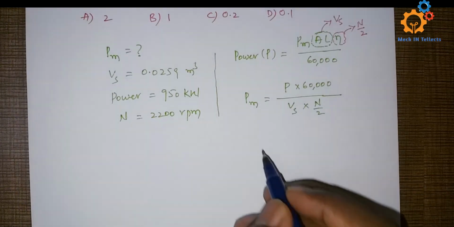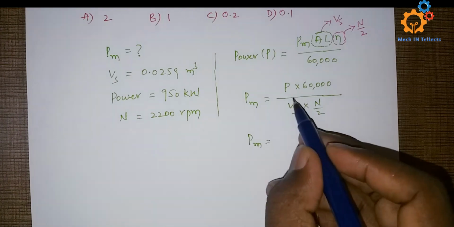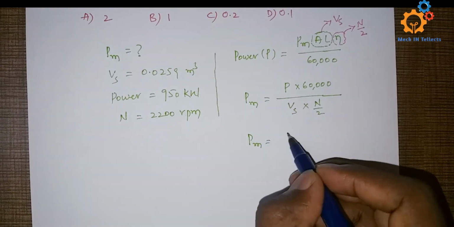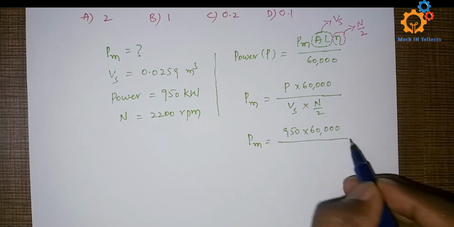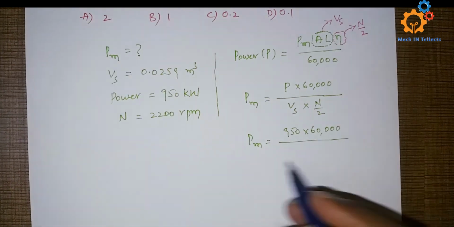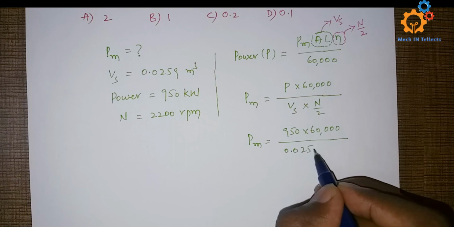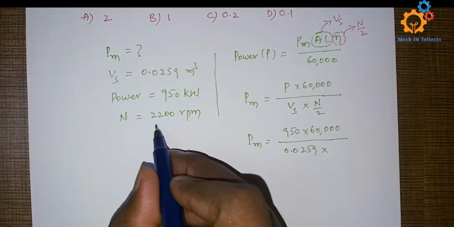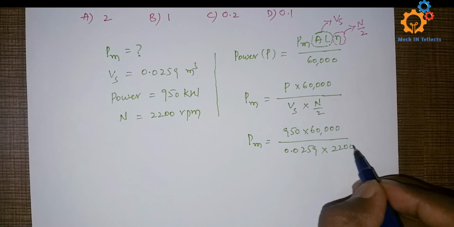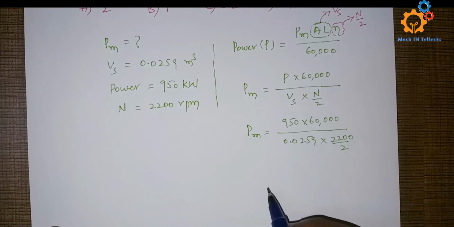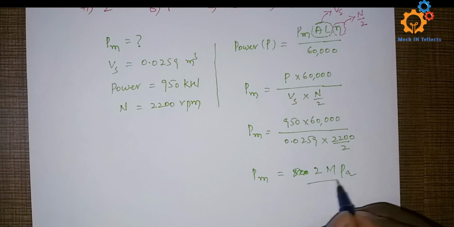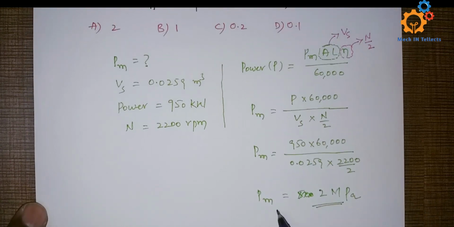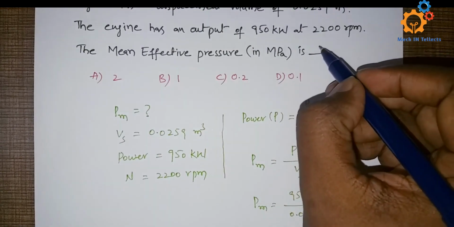Right? So mean effective pressure is equal to, power is 950, 60,000 by swept volume 0.0259, speed of the engine 2200 by 2. Okay, if you use all this equation, I will get 2 megapascal. Okay, I am converting the mean effective pressure into megapascal. Okay, so this is my answer.